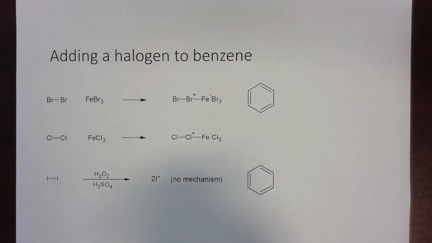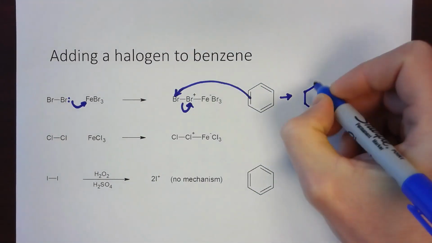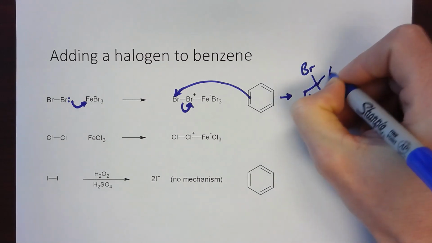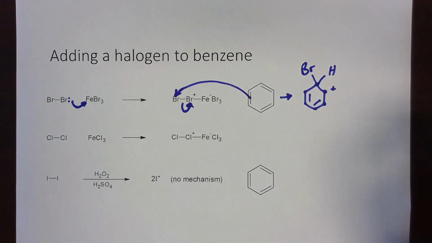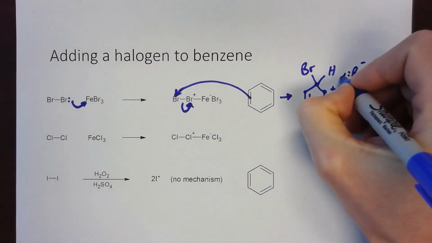For bromine, we mix iron in with bromine to make iron 3 bromide. This reacts with bromine to form a very strong electrophile. So bromine Br2 by itself is not a very strong electrophile, but now we have a very strong electrophile, and so benzene can react with this electrophile to add bromine to the ring. After this, a base abstracts the proton, and then we have bromobenzene.